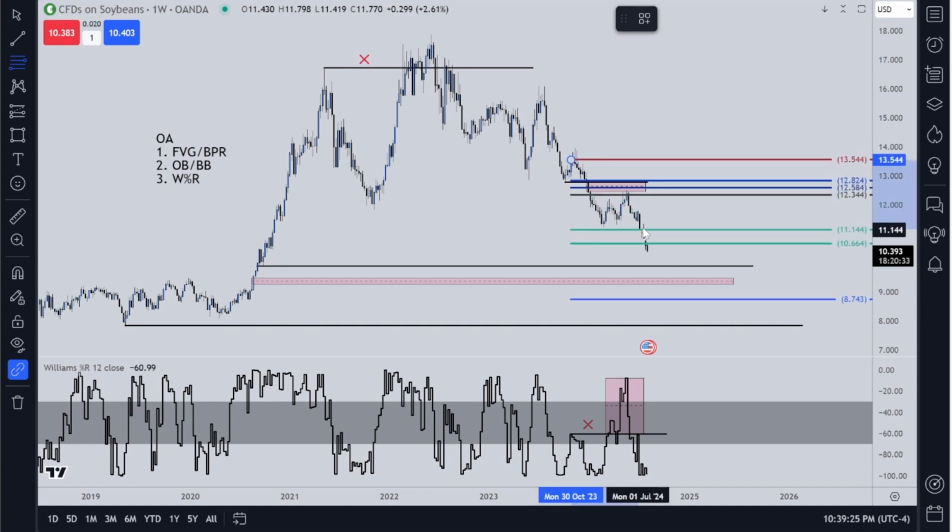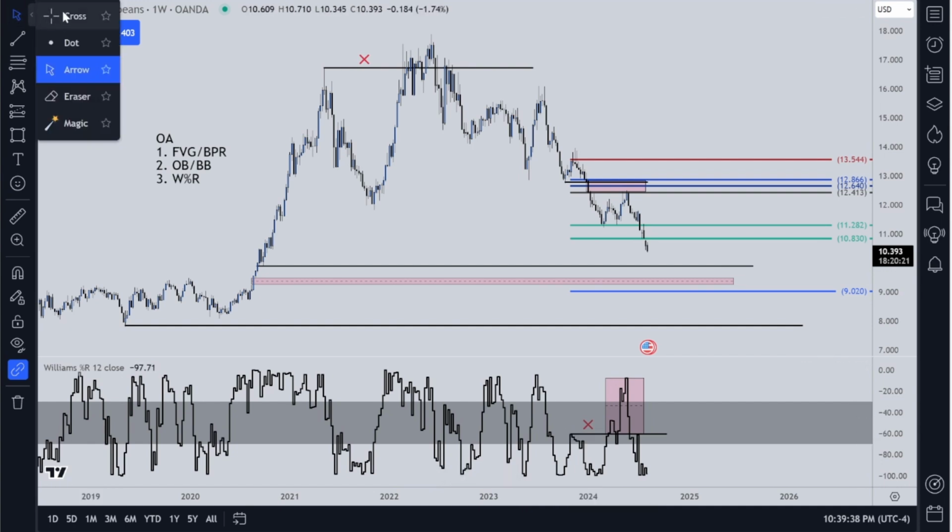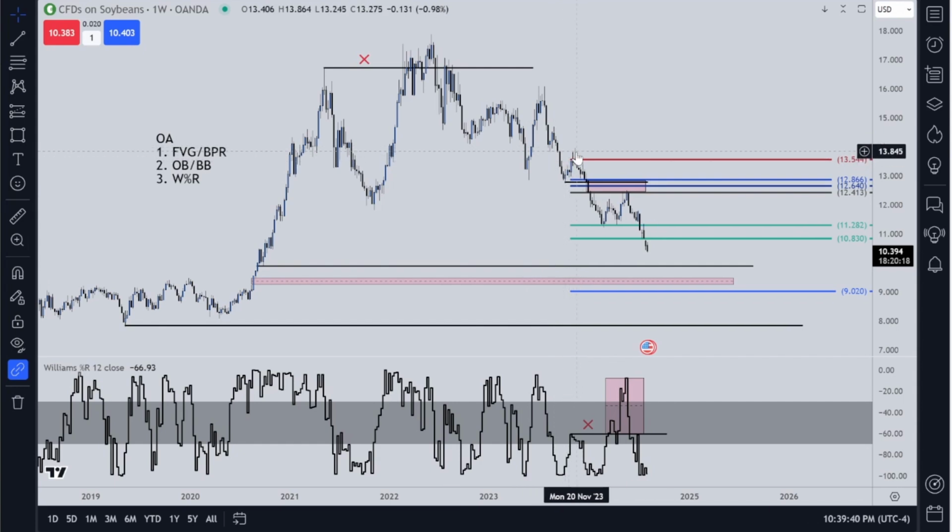We're going to take it from the bodies. Okay, price comes right into equilibrium, tapping the lower end of that fair value gap, right? At the same time, the Williams percent R is taking out this respective high. So here we have this high, and it's reflected here in the Williams percent R.